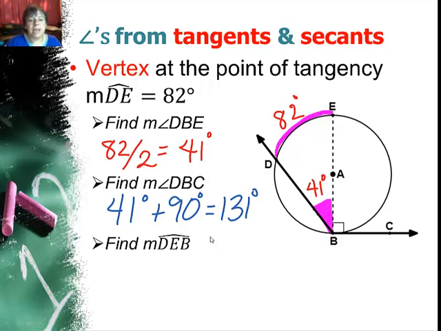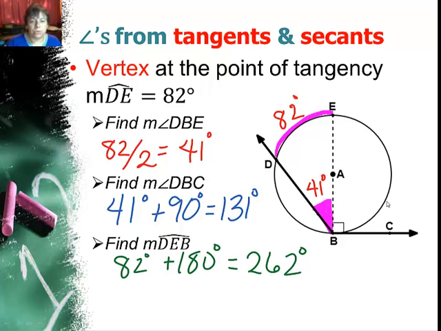Your notes might have a different notation, but it should be arc DEB. I put 3 letters up here because this arc is more than 180 degrees. So it's D through E all the way to B. Well, I know that this arc right here is half of a circle, so it's 180. And I just add that to the 82, and that gives me 262 degrees.